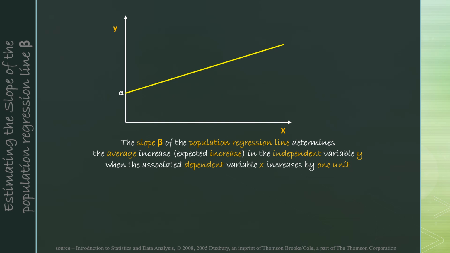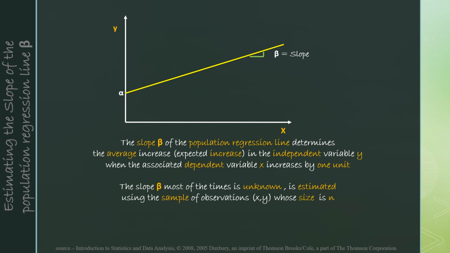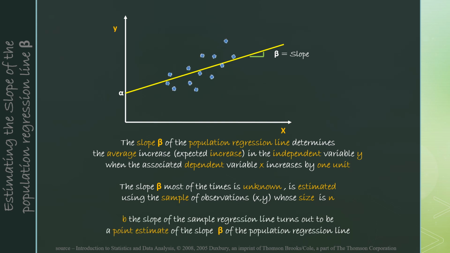The slope beta of the population regression line determines the average, or expected, increase in the dependent variable y when the associated independent variable x increases by 1 unit. Since the slope beta is most of the time unknown, it is estimated using the sample of observations x and y whose size is n. Thus, b, the slope of the sample regression line, turns out to be a point estimate of the slope beta of the population regression line.